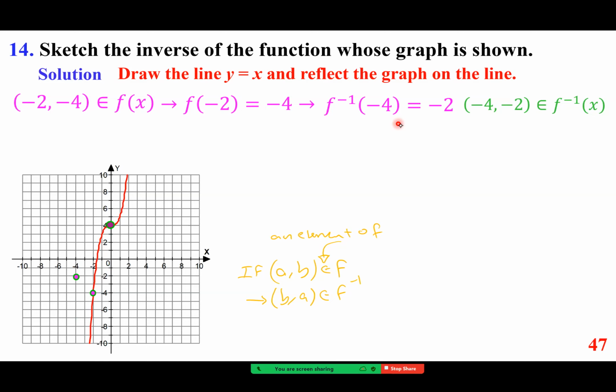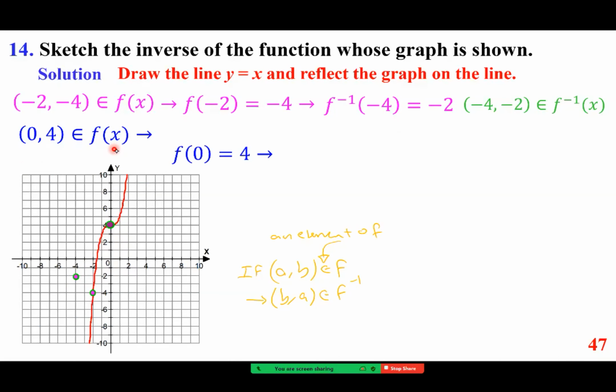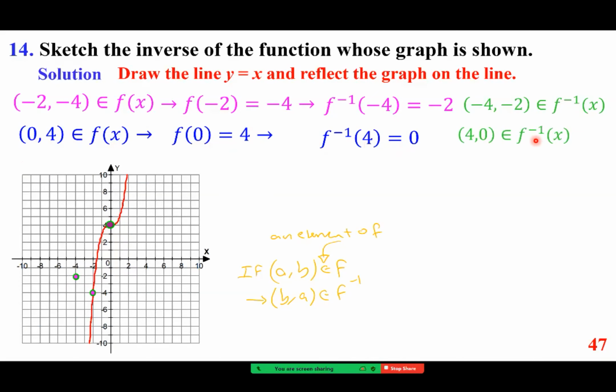We locate another point. -4, -2. So for this one, we get this one. Well, we locate another point having coordinates 0, 4. If 0, 4 belongs to f of x, then 4, 0 belongs to f inverse. And writing would be as follows. This means f of 0 is 4. And f inverse of 4 is 0. And 4, 0 belongs to f inverse. Means this point.